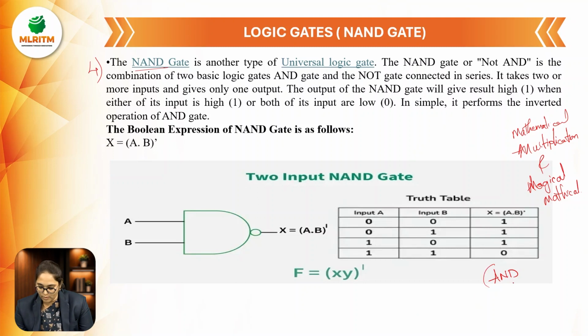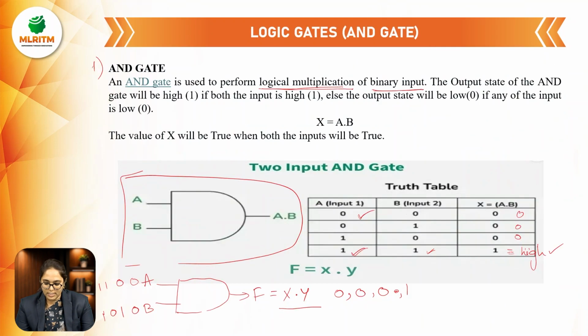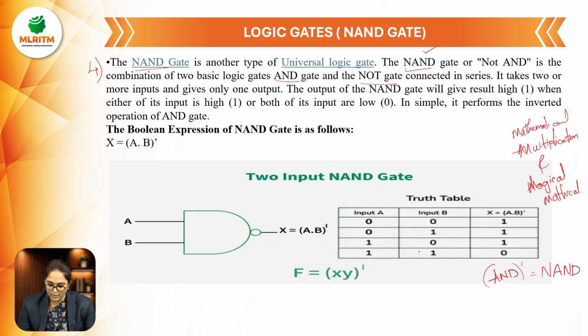For this AND gate, you are performing a negation operation. If you perform negation on the AND gate, it becomes a NAND gate. So the combination of two logical gates, an AND gate and a NOT gate, is considered a NAND gate. What is the condition of an AND gate? If both input values are positive, then the output is positive.